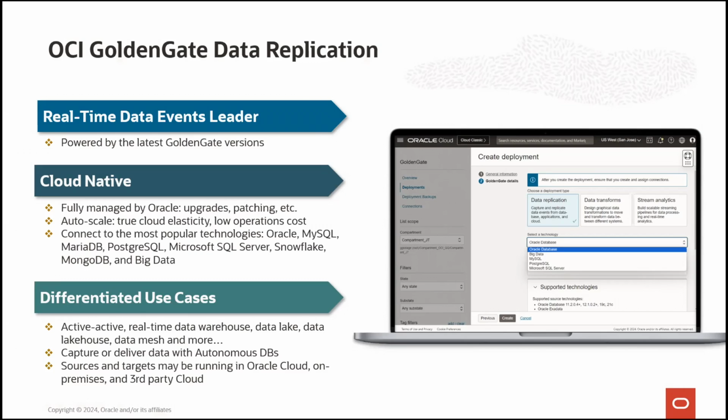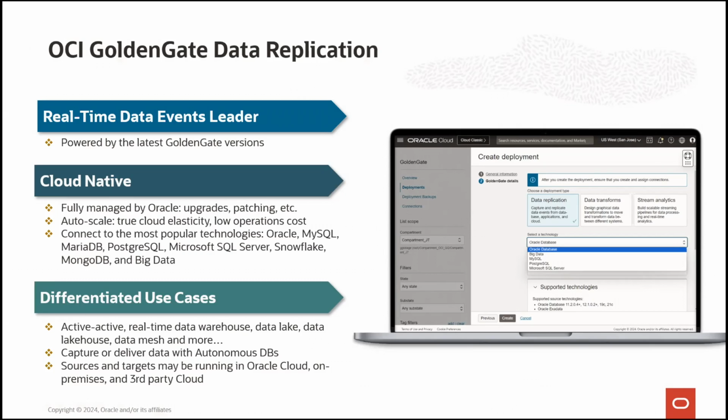And we have a 99.95% availability SLA for OCI GoldenGate, which is actually across all the deployment types. And with OCI GoldenGate data replication, you can connect to the most popular technologies, and we keep on expanding the list. You see things like Oracle, SQL Server, Snowflake, MongoDB, and others. And if you come back in a few weeks, in a few months, there will be more sources and targets that will be available. So stay tuned there.